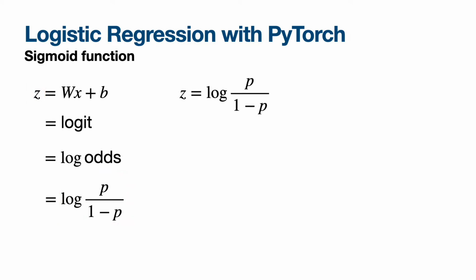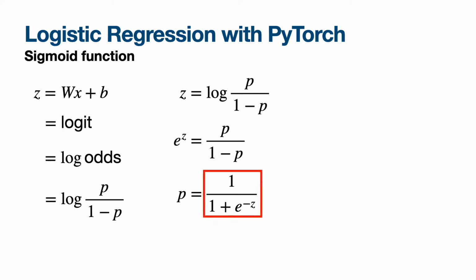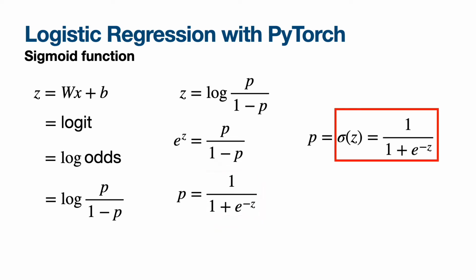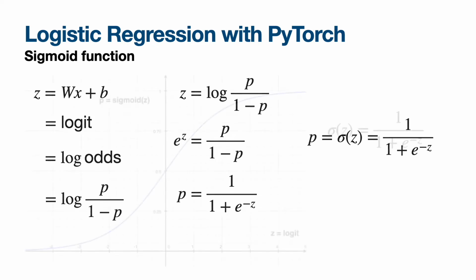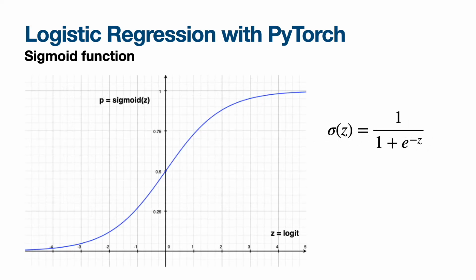We can take the exponential on both sides and then rearrange the equation. Finally, we can calculate probability from output z. We call this function sigmoid. We often use the sigma symbol for it. Sigmoid maps any unbounded value to a probability between 0 and 1.